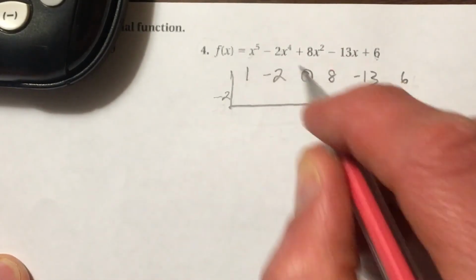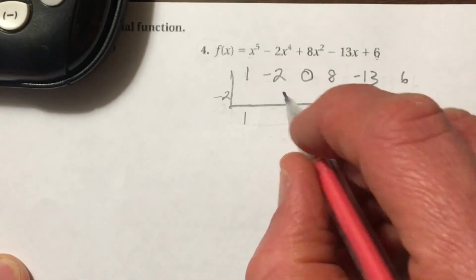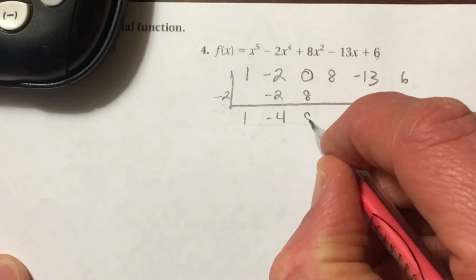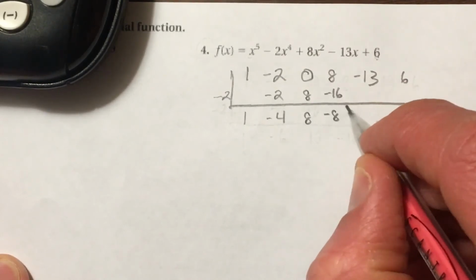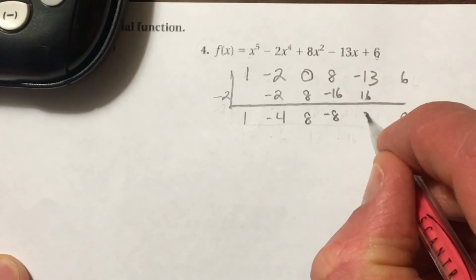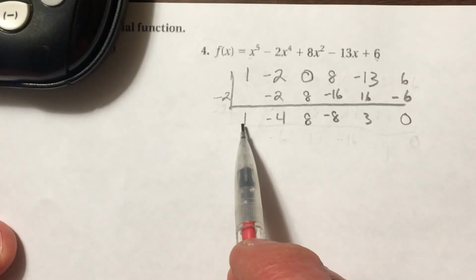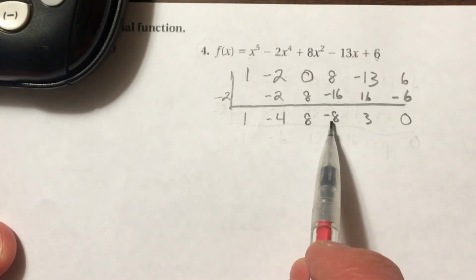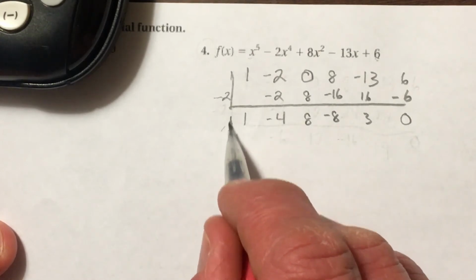So let's begin. -2, we should get a remainder of 0. 1, multiply outside the box. In the box we add. Multiply. -16, add in the box. -8, positive 16, there's a 3, there's our -6. So now we have a new polynomial. This would be x to the 4th minus 4x cubed plus 8x squared minus 8x plus 3. I don't know how to factor that. I don't expect you to.